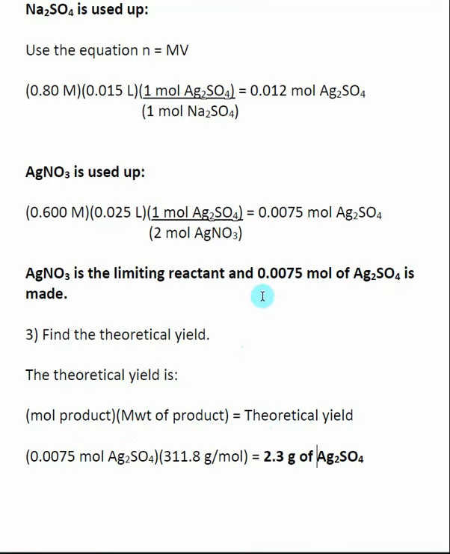We just calculated that we can make 0.0075 moles of silver sulfate. The molecular weight of silver sulfate is 311.8 grams per mole. When we multiply these two things together, we get the theoretical yield for this reaction, which is 2.3 grams of silver sulfate.